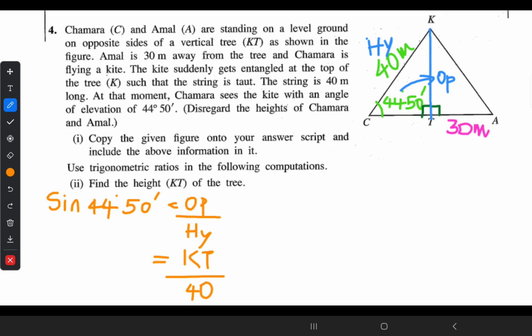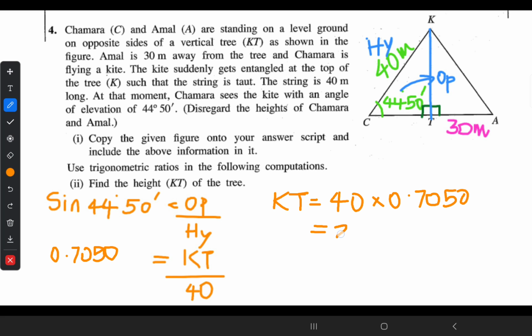Now we have that value as 0.7050. Then we can find KT, which equals 40 times 0.7050, just by cross multiplication. When we multiply this, that will give you the height of the tree as 28.2 meters. That is the height of this tree.